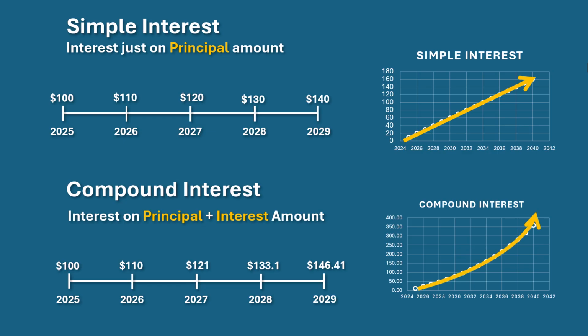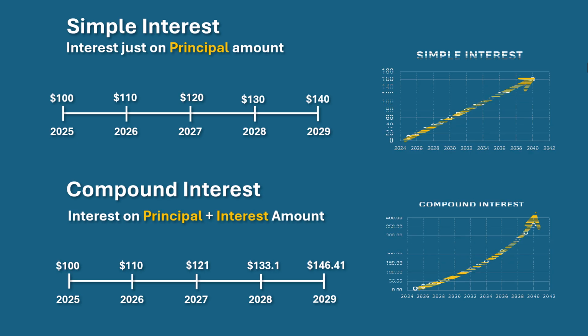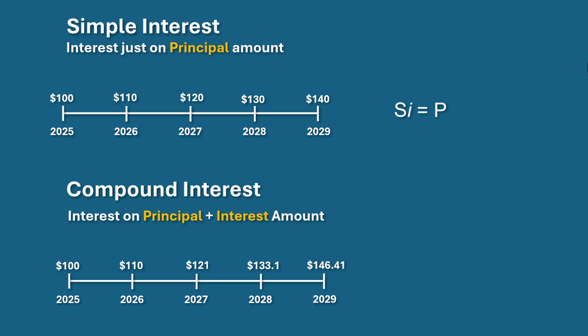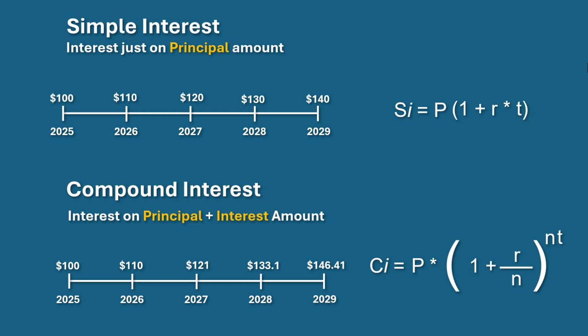Now let's look at the formulas. The formula for simple interest is simple interest amount equals principal amount multiplied by open bracket 1 plus rate of interest multiplied by time, close bracket. The formula for compound interest is compound interest amount equals principal amount multiplied by open bracket 1 plus rate of interest divided by number of compounding periods per year, close bracket, raised to the power of number of compounding periods per year multiplied by time period in years.